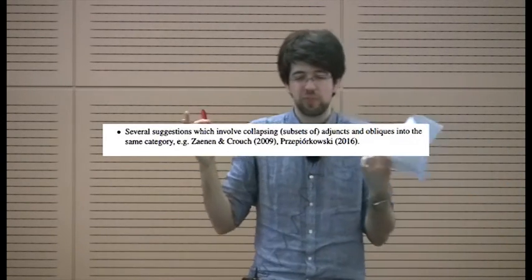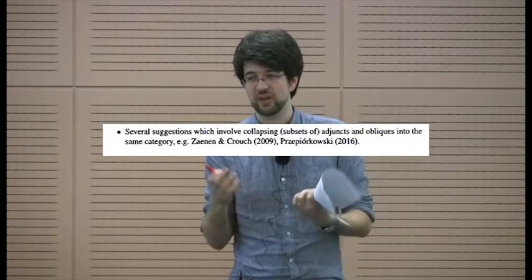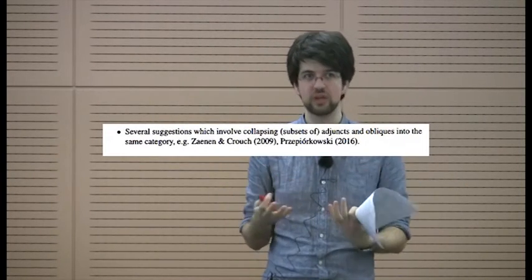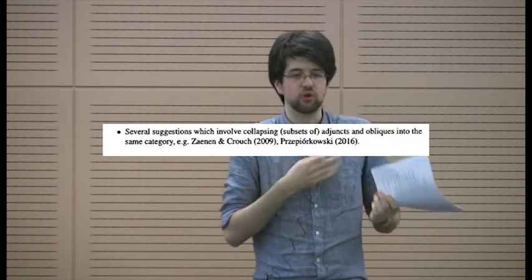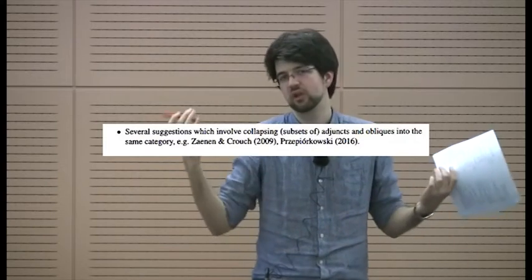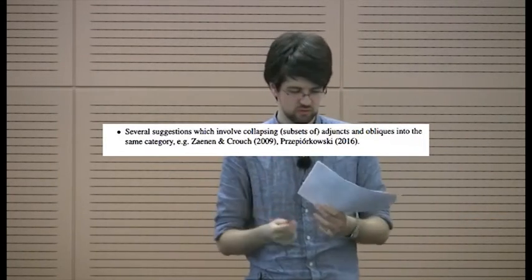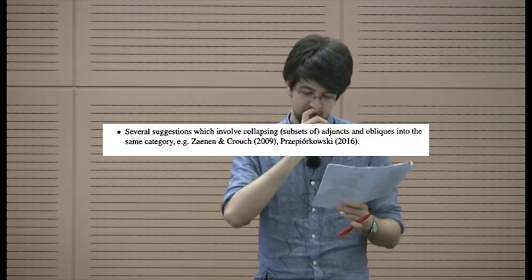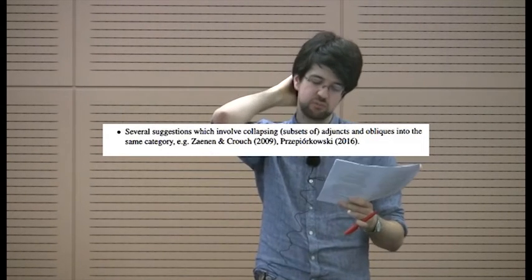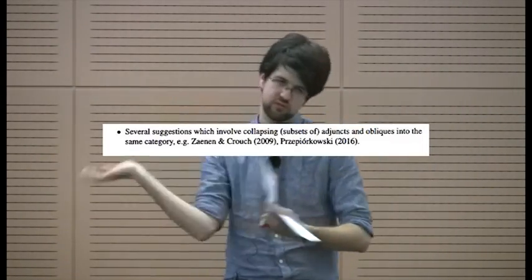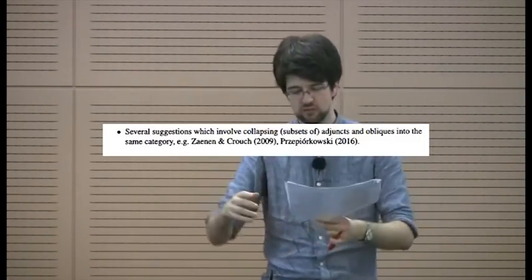But particularly when it comes to obliques, particularly PP complements, the distinction is much more leaky, right? So the ordering thing doesn't work anymore. You can speak happily to John or you can speak to John happily, and these seem to permute quite readily. And there have been various proposals to collapse certain kinds of obliques into adjuncts or vice versa, or to collapse everything into one kind of thing.